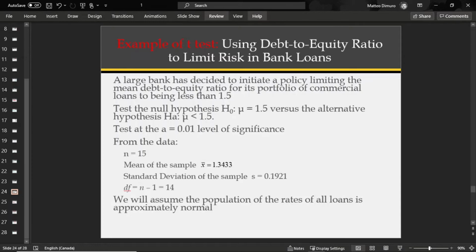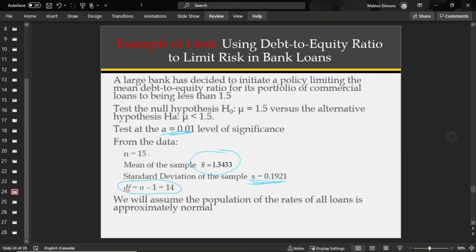Test the null hypothesis that H0 is mu equal 1.5 versus the alternative that HA is mu less than 1.5. We're going to test at the 1% level of significance, and the data that we're given is n equal 15. The sample mean was 1.3433. Here's the sample standard deviation, and I went ahead and wrote out the degrees of freedom, so n minus 1 is 14.